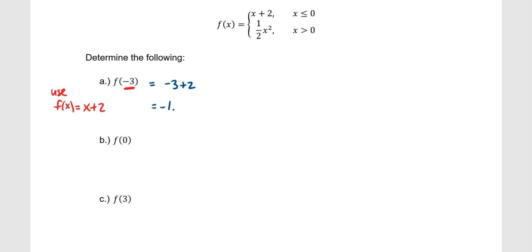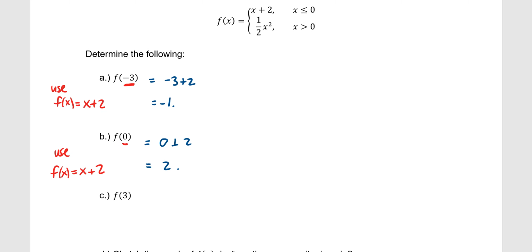Now let's do f of 0. So f of 0, that's the breaking point between the two of these domains. This one is including it, so once again, we're going to be using that first one, f of x equals x plus 2, and we're going to be plugging in 0. So that's going to be 0 plus 2. 0 plus 2 is 2, so f of 0 is 2.